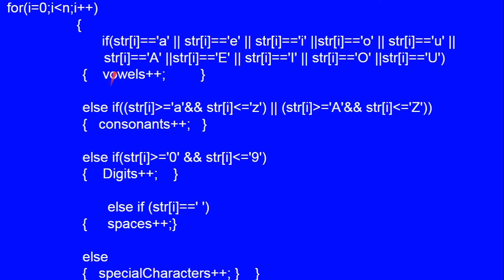Okay, so next, else if it is not a vowel, we are going to check for consonants. So what is a consonant? Other than vowels, everything in the alphabets A to Z is a consonant. Other than A, E, I, O, U, the remaining B, C, D, and then F, G, H, everything else is a consonant.